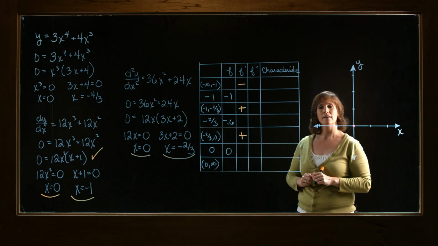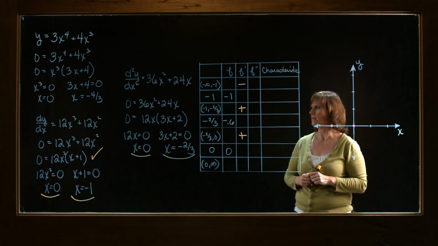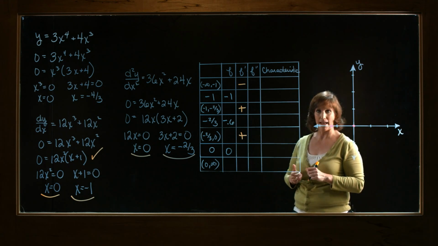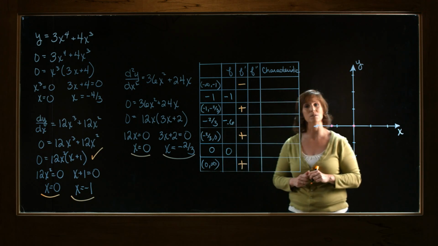And then finally, the interval from 0 to infinity. Pick any point on that interval. Let's say 1. 12 times 1 squared, that's positive, and 1 plus 1 is positive. Again, a positive times a positive is positive.